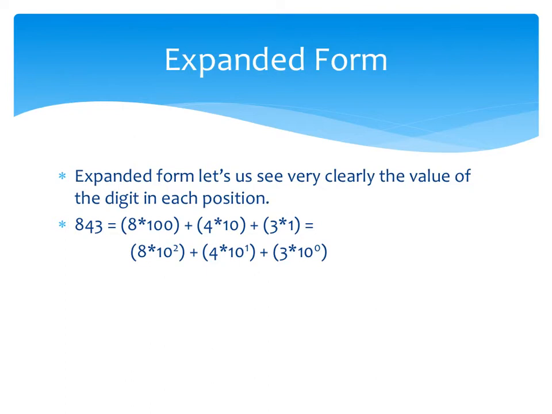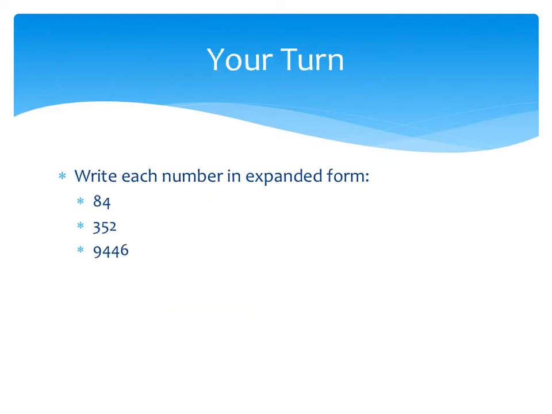So expanded form allows us to see the value of the digit in the position that it's in. So if we have the number 843, we're going to say that the 8 is in the 100s place, the 4 is actually sitting in the 10s place, and the 3 is actually sitting in the 1s place. And if we put that in expanded form, we're going to write 100 and 10 and 1 using exponents. So if we write each of the following in expanded form, if I have 84, then that 8 is in the 10s place, and the 4 is in the 1s place.